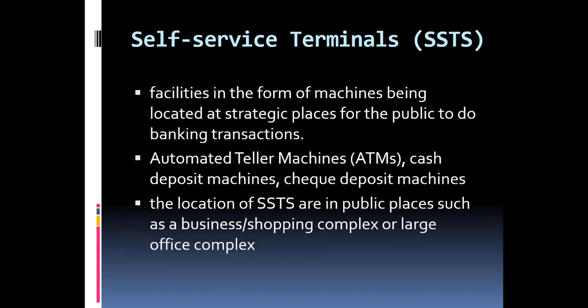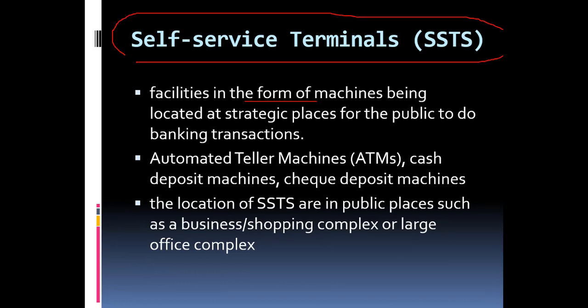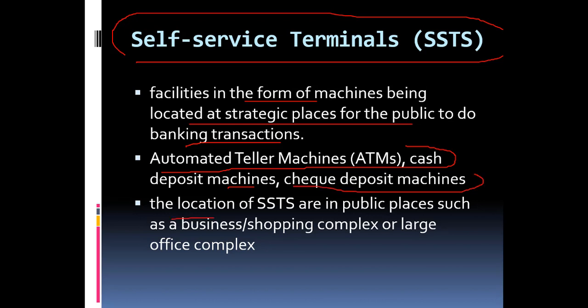The next, this is the self-service terminal, SSTs, the facilities in the form of machines located at strategic places for the public to do banking transactions. These are the automatic teller machines, ATMs, cash deposit machines, and check deposit machines. The SSTs are in public places, such as a business or shopping complex or large office complex, and also near the bank, and also at the airport and 7-Eleven and so on.